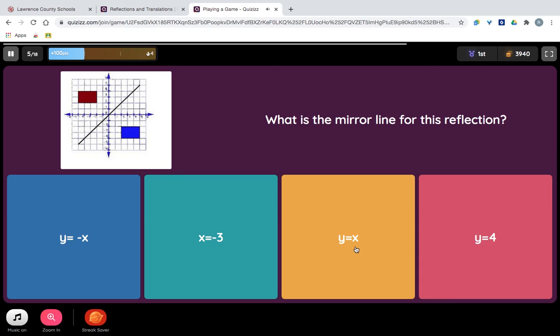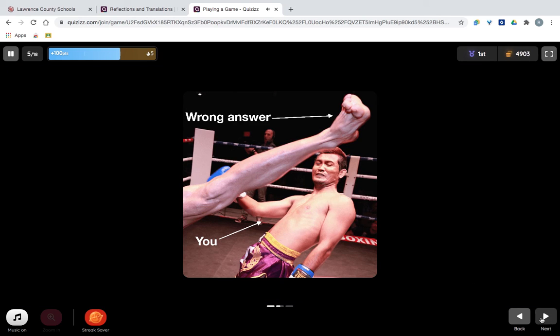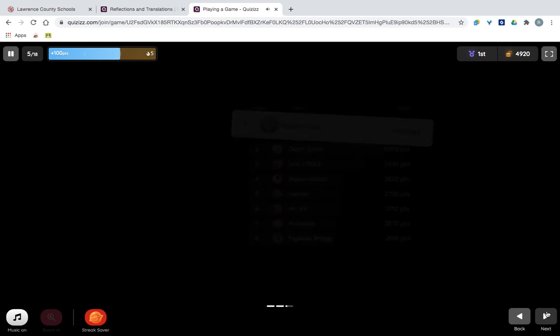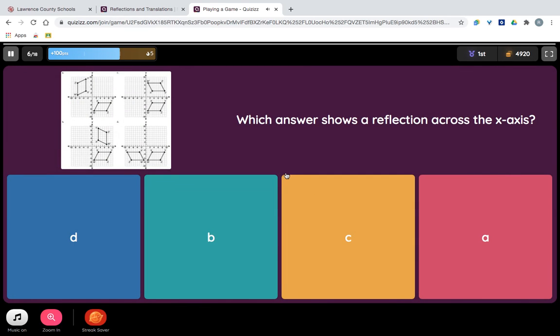So I'm going to go ahead and just select the answer. It should be y equals x. And then we're good to go. And that guy's getting kicked by the wrong answer, but it was the right answer. I don't know why they gave us that one.